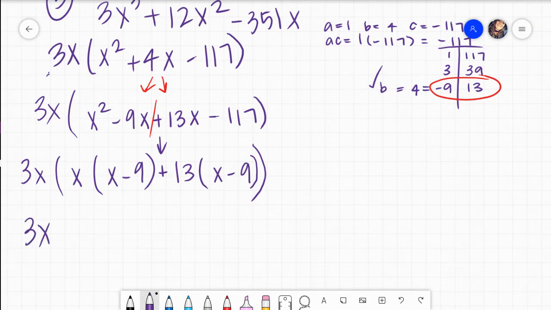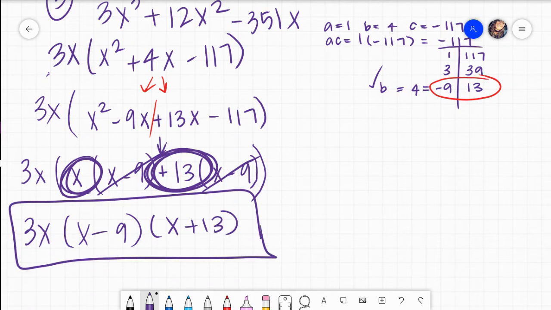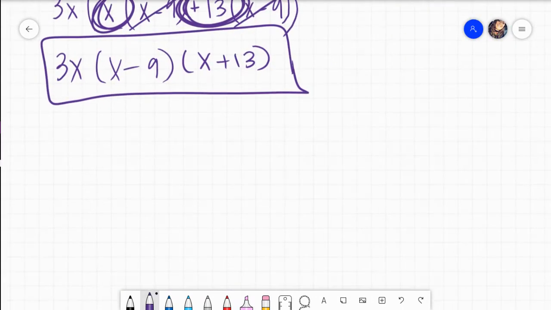So I've got 3x. I'm going to notice that they have this in common, right? I checked, made sure they were good. I'm going to go ahead and write it one time. What's left over is going to go inside of a set of parentheses together. And that is your final answer. So there, y'all. Please don't do 3 times 351. Notice first from the get-go, that's not squared and that has a variable. That should be what tells you that you're going to pull something out, okay?